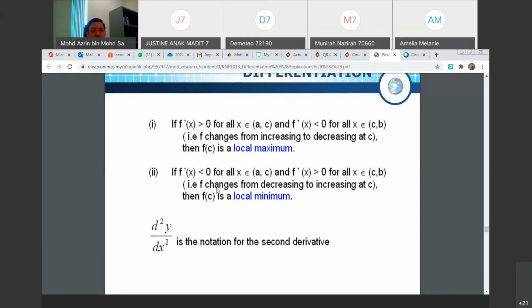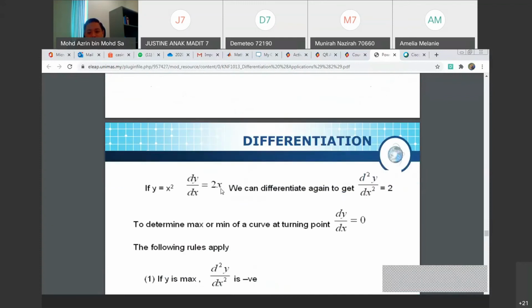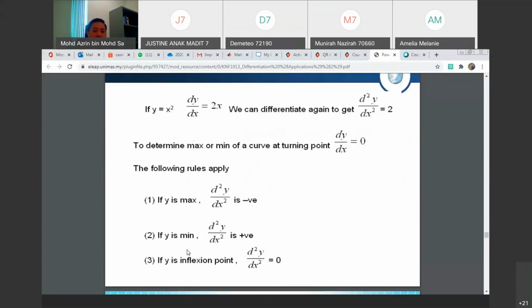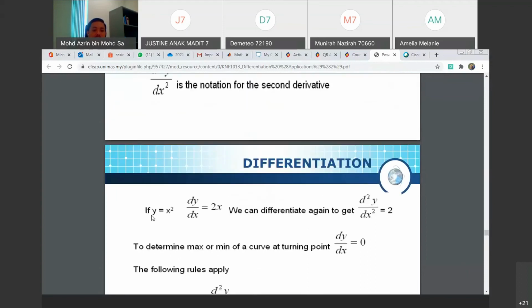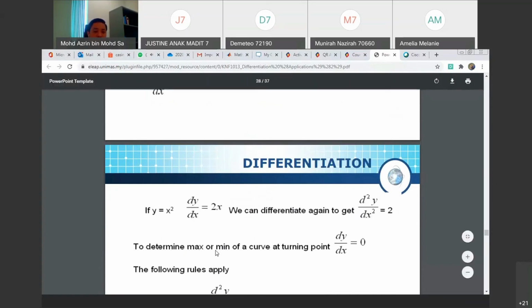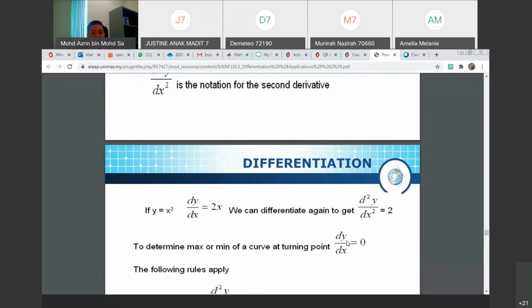Okay, ni very theoretical. So kita tengok contoh kalau kita nak dapat nilai maksimum ataupun nilai minimum. So let's say y equal to x squared, so dy over dx equal to 2x. Then kita differentiate sekali lagi, second derivative, kita akan dapat d2y over dx squared equal to 2. So to determine the max and minimum of curve f at the turning point, kita guna dy over dx equal to 0, which is stationary point kan.